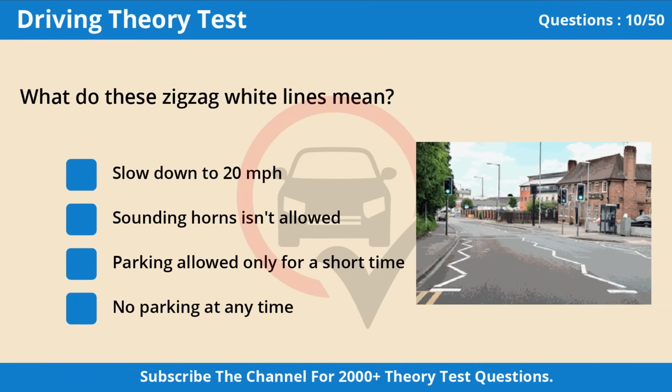Question 10. What do these zigzag white lines mean? A. Slow down to 20 miles per hour. B. Sounding horns isn't allowed. C. Parking allowed only for a short time. D. No parking at any time.